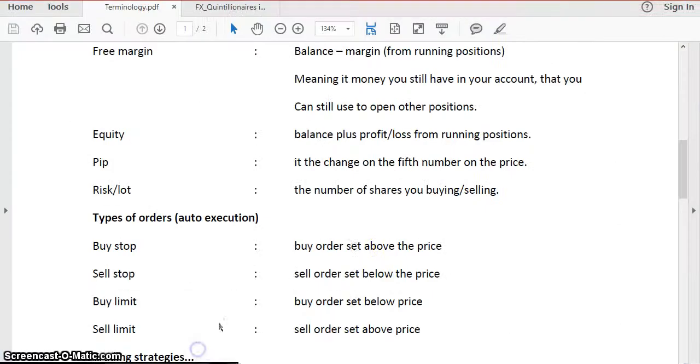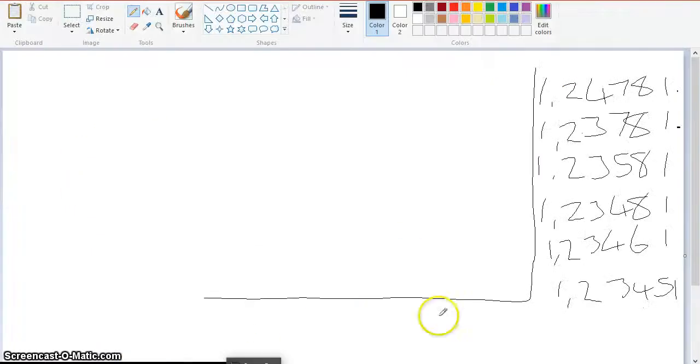Then let's look at another. We have a pip and a risk or a lot. How I define a pip is simple. It's just the change of the fifth number on your price. If you have these prices on the side of your chart and the fifth number changes, that is a pip. It will depend on how much they change.